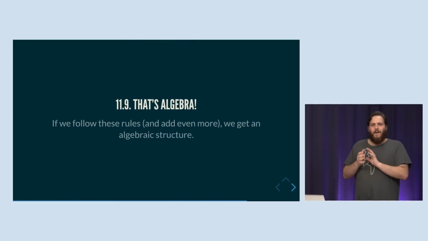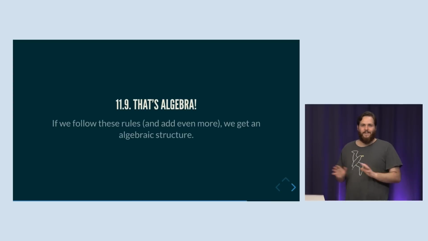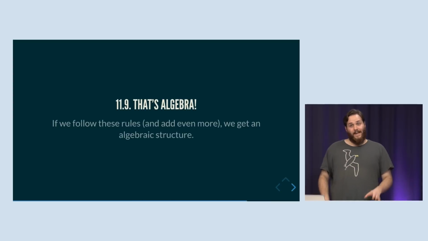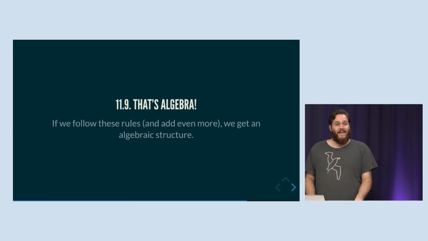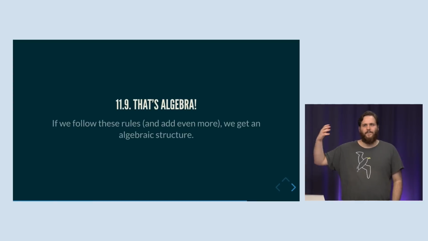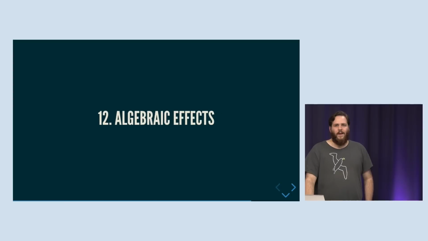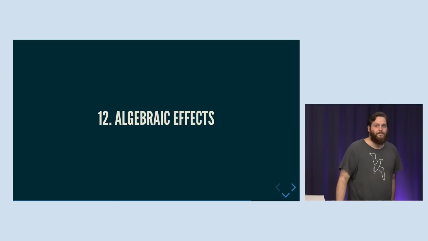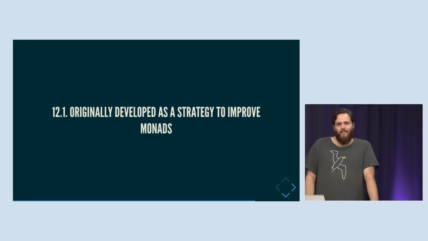In fact, if we make up more of these rules, we end up with an algebraic structure, and that is too difficult for me, but there are mathematicians who went all the way, calculated this through, and came up with this actually results in a nice algebraic structure. And so we have an algebra of doing different effects, of handling these effects, and of defining these effects. This is called algebraic effects. So yeah, we're going to talk about algebraic effects now, which are the opposition to monads, basically.